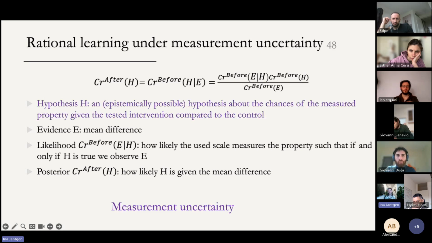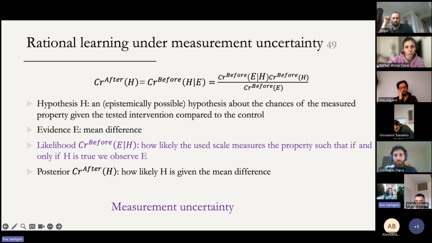Note that measurement uncertainty comes into play at two points here. One is what kinds of claims about the chances of the measured property you deem meaningful, including, for instance, whether you think it's meaningful to speak about changes in the average or expected measured property. Because recall, if you think the property is ordinal, then you wouldn't deem those claims to be empirically meaningful, I should say. The second point at which measurement uncertainty comes into play is in your likelihood. So again, in how likely you think the scale measures the property such that the claim about the chances of the measured property is true if and only if you observe this mean difference.